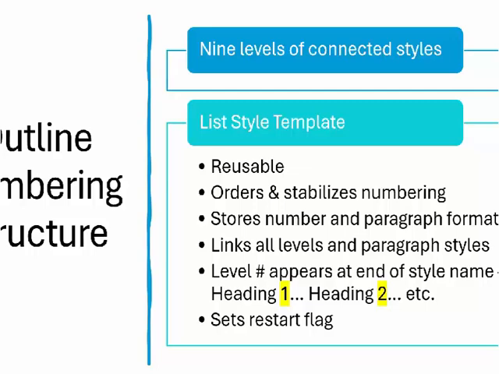It stabilizes the numbering, it stores the formatting, and it links all 9 levels so that they play well together. So heading 1 knows that heading 2 should follow, which is then followed by heading 3, and so on. When you apply outline levels out of sequence, like applying level 2 or heading 2 before you apply heading 1, that's one of the things that can cause numbering issues.